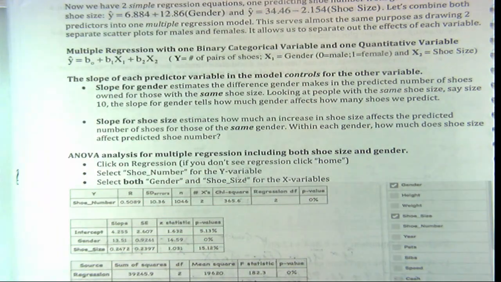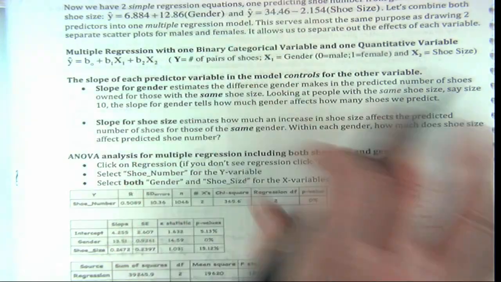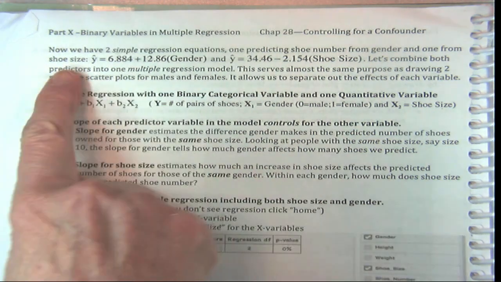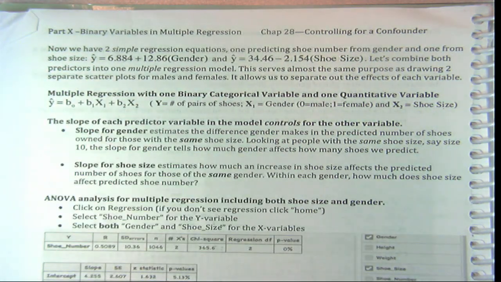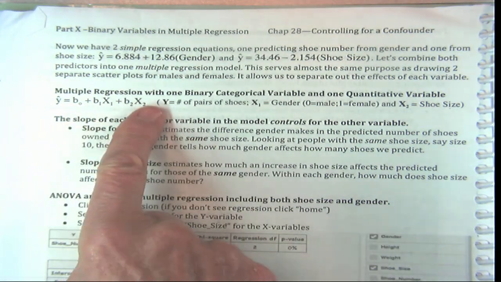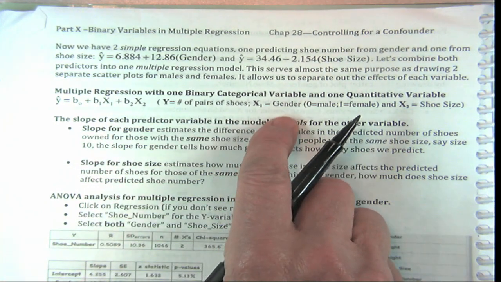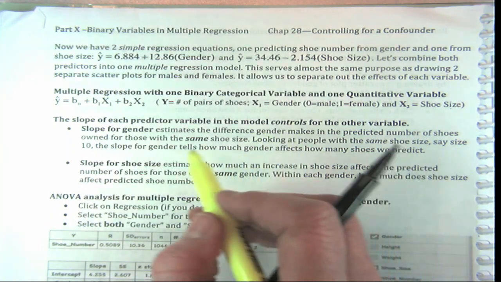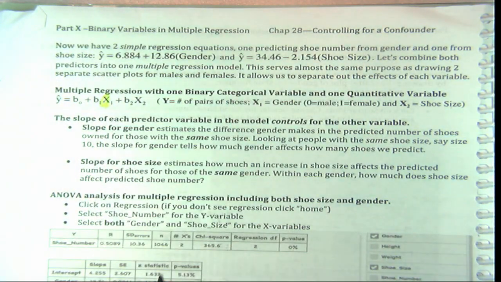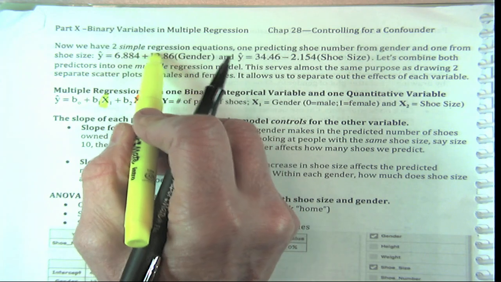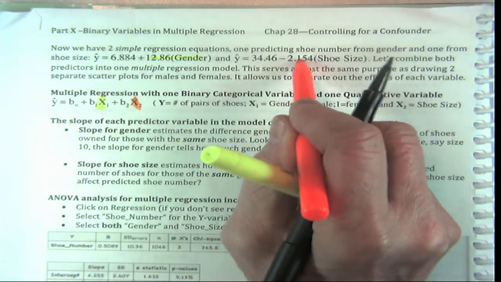And we're going to combine those two simple regressions into a multiple regression. So let's do that. So now we have two simple regression equations. One predicting shoe number from gender and one predicting it from shoe size. All right, so we're going to combine them into one. Okay, so x1 is going to be gender. So we have one from gender right here, and we'll say x2 is shoe size. So we're going to combine this one, predicting shoe number, with this one and put them together.